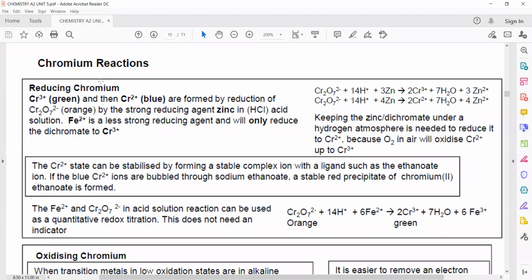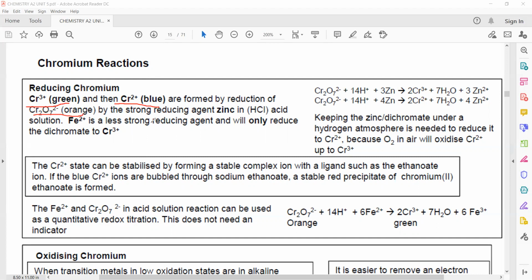So, chromium reactions. The common oxidation number of chromium is either +6 or +3. The color of +3 is green, whereas +6 is orange. So chromium +3 and then chromium +2. Reducing chromium here means that we decrease the oxidation number of chromium. Chromium +3 and chromium +2 are formed by reducing a dichromate, which is orange in color.